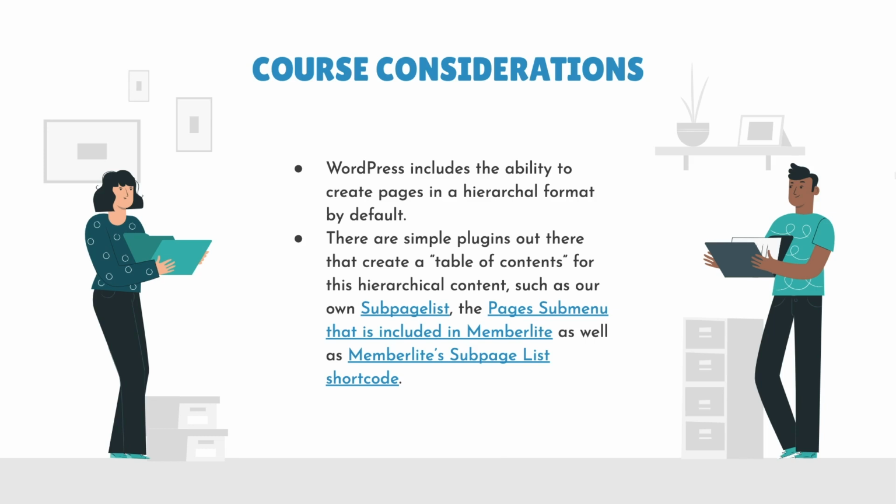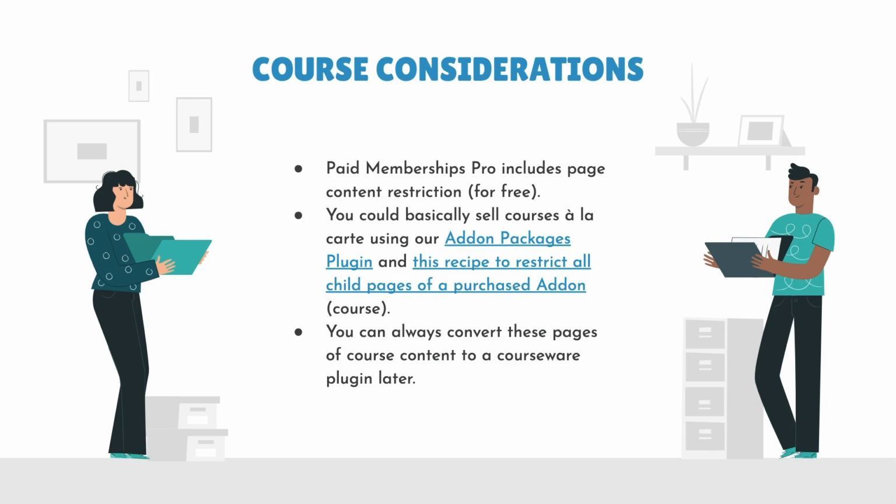So again, if you think about what you currently have with WordPress, this includes the ability to create pages in a hierarchy that you can format. You want to keep an eye out for some plugins that can help you curate a table of contents or a hierarchy system for your content. For example, we ourselves have a subpage list add-on, which we use together with Memberlite to create submenus. If you want, you can check this out. It is all linked up in the blog post I mentioned at the beginning.